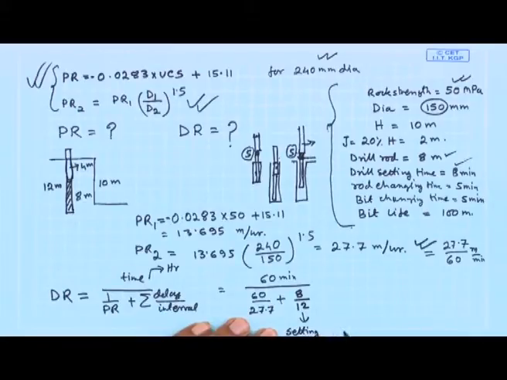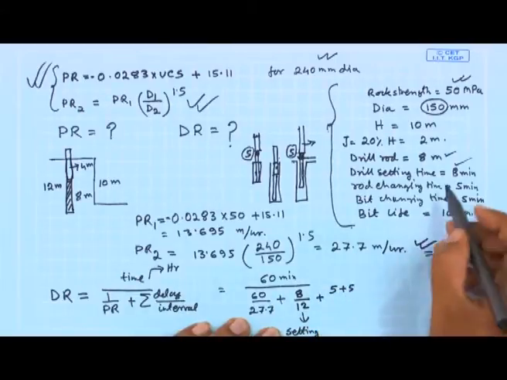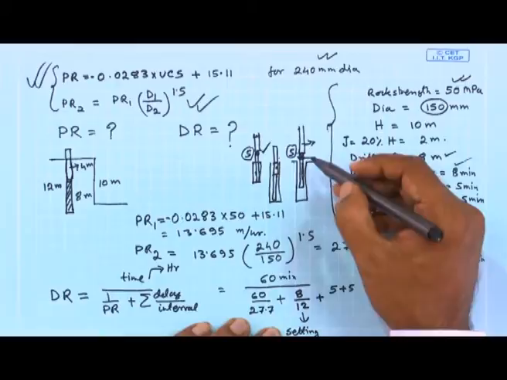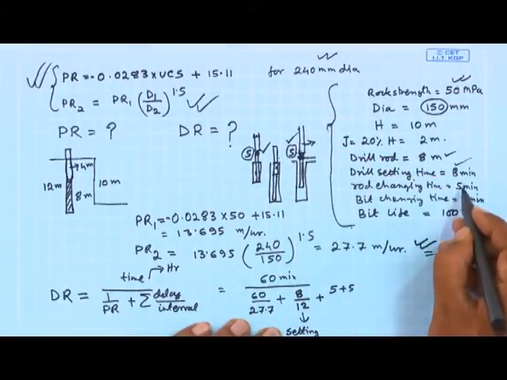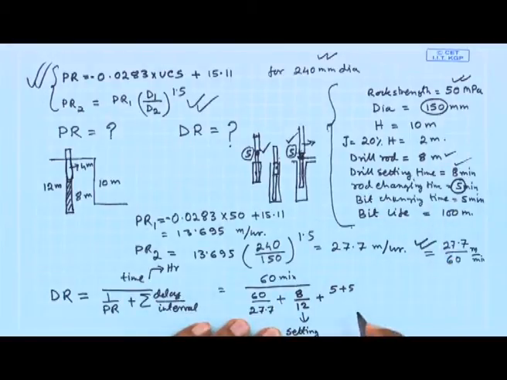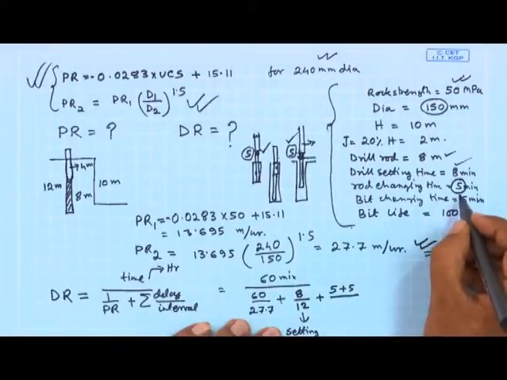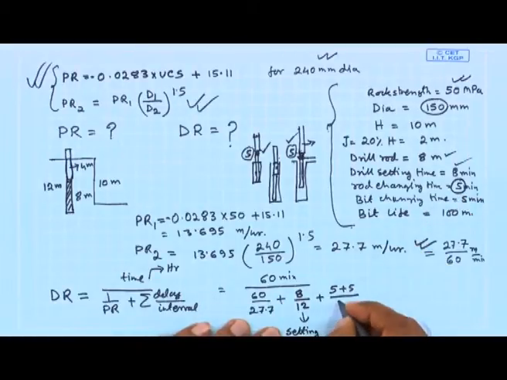Similarly, for rod changing it is 5 plus 5, 5 for inserting this, and while we are taking it out another 5. So, 5 plus 5, 10 minute, as we observed here rod changing time is 10 minute. That 10 minute delay time for rod changing is required for every 12 meter of drilling. So, this is the delay for rod changing.